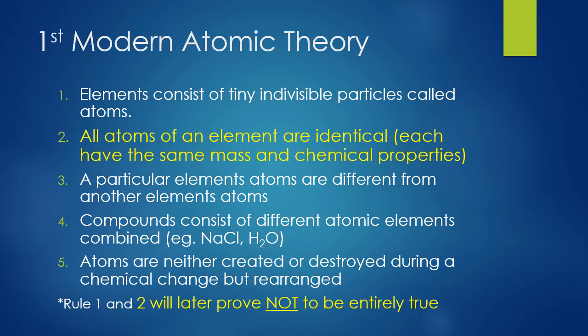So bringing it back to the first modern atomic theory, we said postulate 2 was not entirely true. And why is this? It's because of isotopes, actually. We said all atoms of an element are identical. And we just said, because of isotopes, that all atoms of an element can differ in their mass, meaning they wouldn't be identical. Their mass numbers can be different from one atom to another.